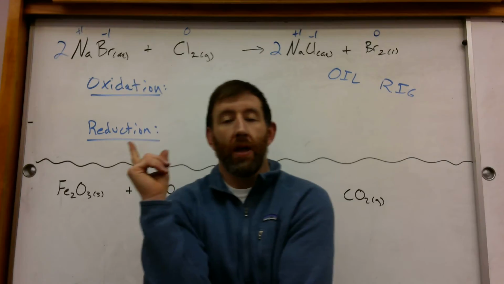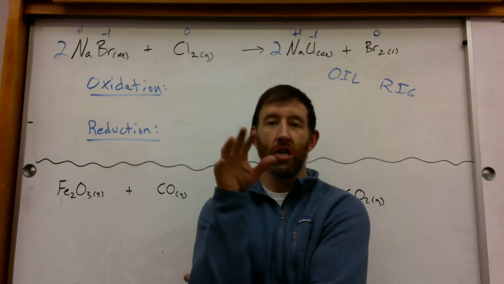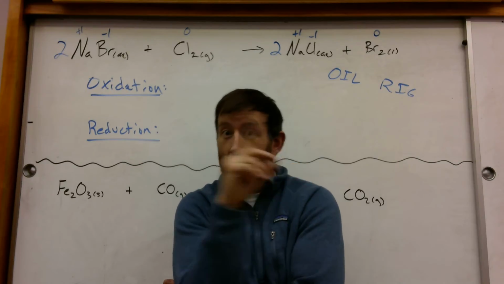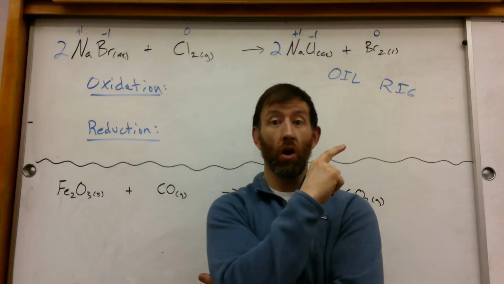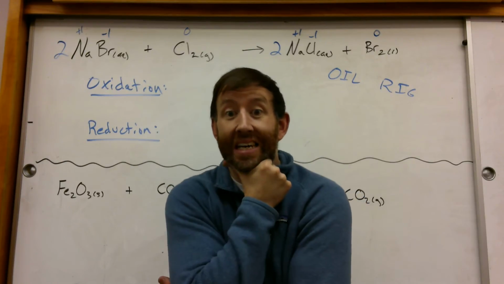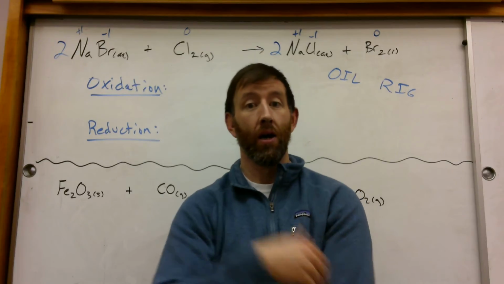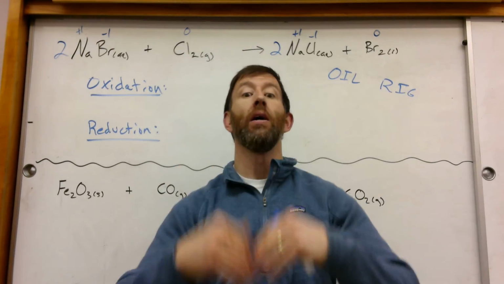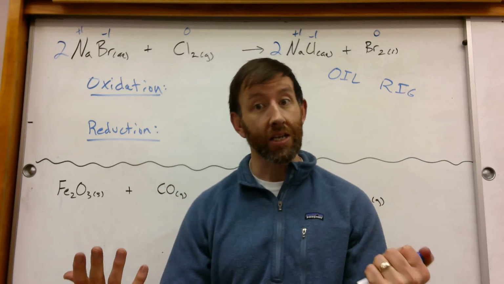So let's look from the left side to the right side. So sodium goes from a +1 to a +1. There's no change there. So that kind of tells you actually sodium's not involved in this. Bromine goes from -1 to 0. Is that an increase in oxidation number? Correct answer is yes. Going from -1 to 0 is an increase in your oxidation number. So that is the oxidation half.